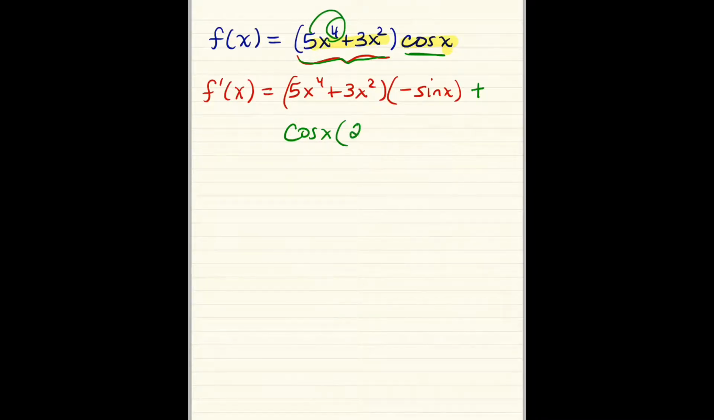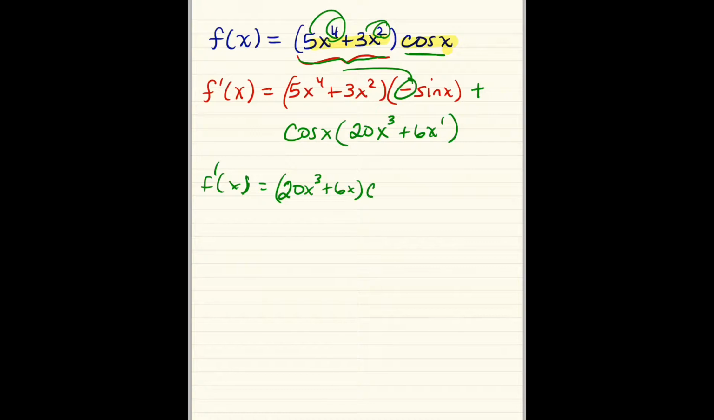4 times 5, 20, decrease the exponent by 1. 2 times 3, 6, decrease the exponent by 1. And then you could fix that up. Let's put the minus all the way in the front. Or probably I would prefer to write it as 20x to the third plus 6x times cosine x minus, and then you could put 5x to the fourth plus 3x squared times sine x. So that's probably better to make the minus come second, okay?